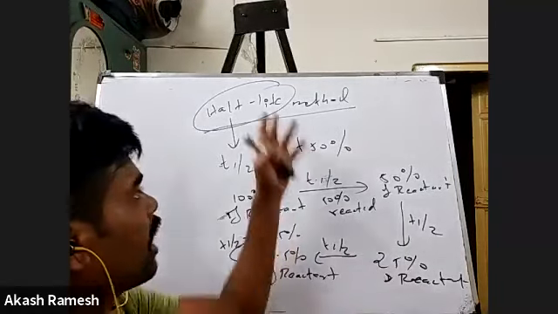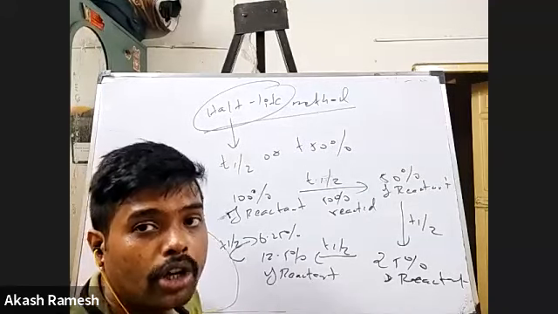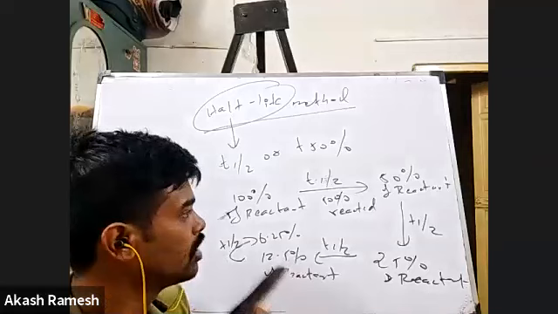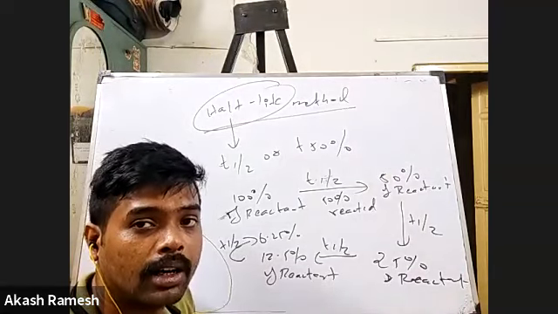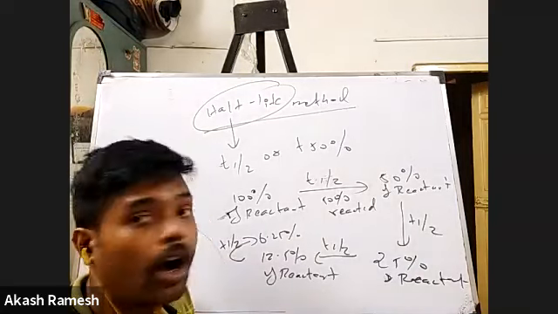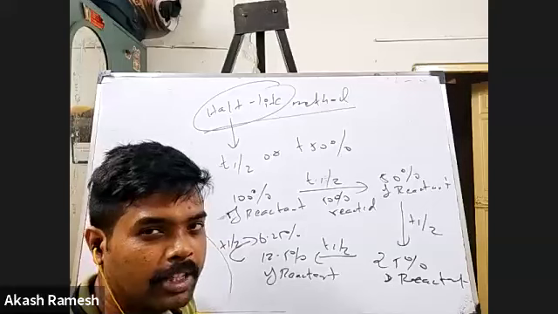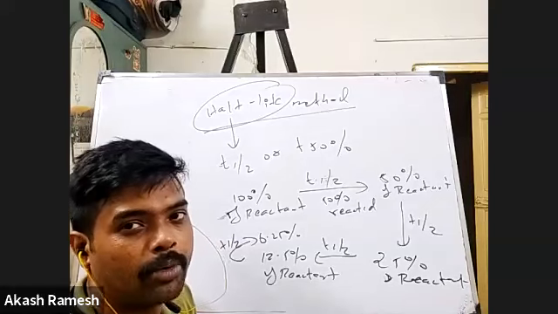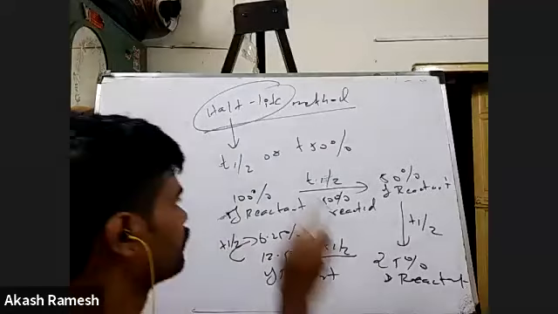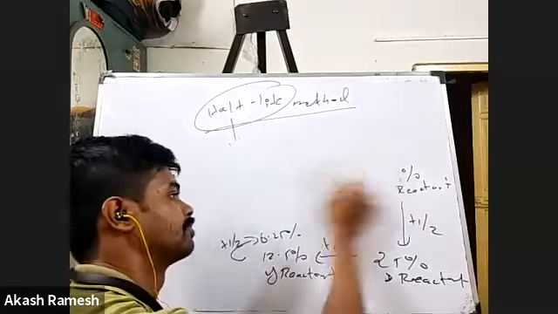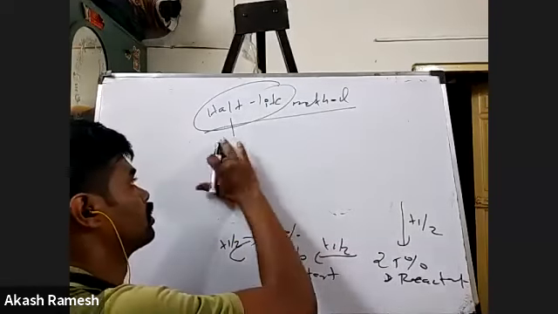So using this t half, we're looking at how to find the order of the reaction. Using this half-life period, I'll be able to find the order of the reaction. There is actually a derivation for this, but it is not required for you. I'm going to give you the formula directly, how it works. So this is how the formula goes.